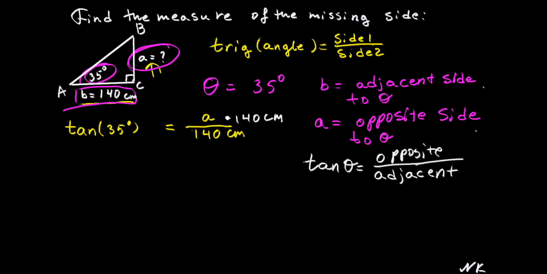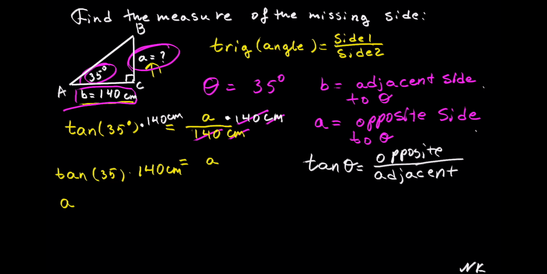Whatever we do to one side of the equation, we need to do the same thing to the other side. So we have 140 centimeters. 140 and 140 will cancel. Centimeters and centimeters will cancel. So we have A on the right equals tangent of 35 degrees times 140 centimeters.